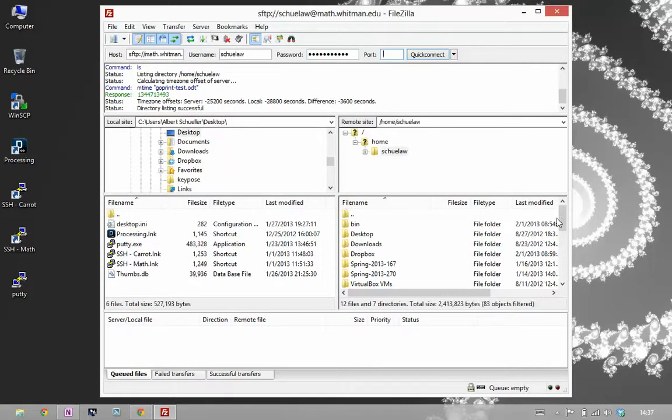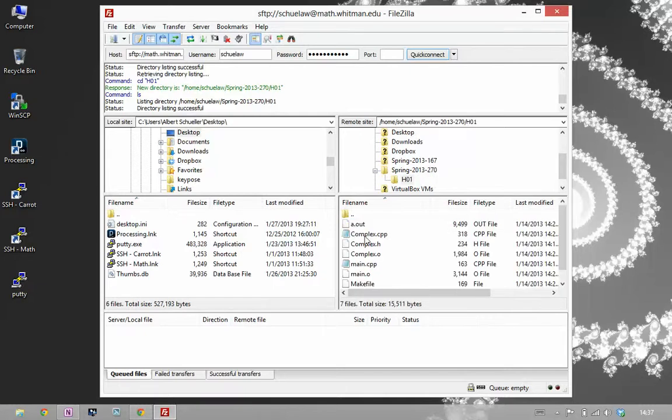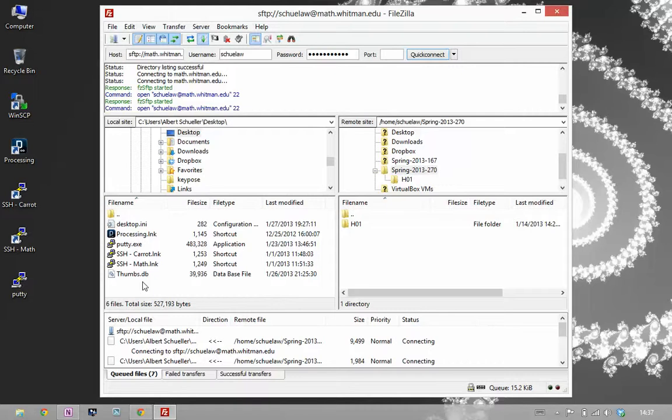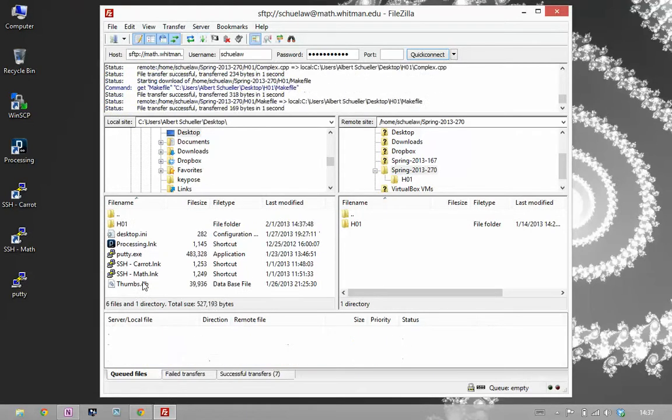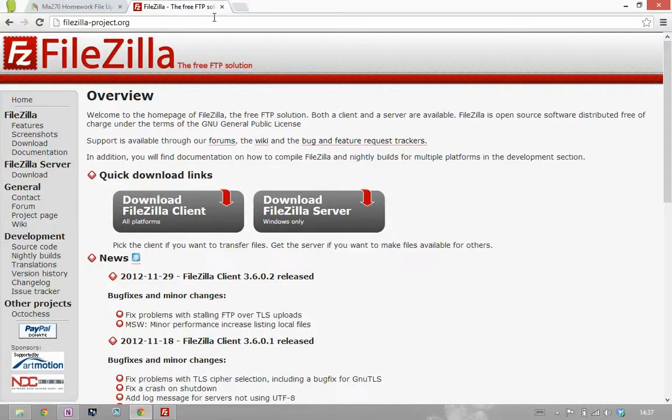On the right-hand side window, what you get is a list of all the files on math. You can go into 270 and homework 1, and you can actually grab a whole directory if you'd like. So you can grab this directory, drag it over here, maybe drop it on the desktop and wait a little while. And there it is. Now I can go and start uploading stuff.